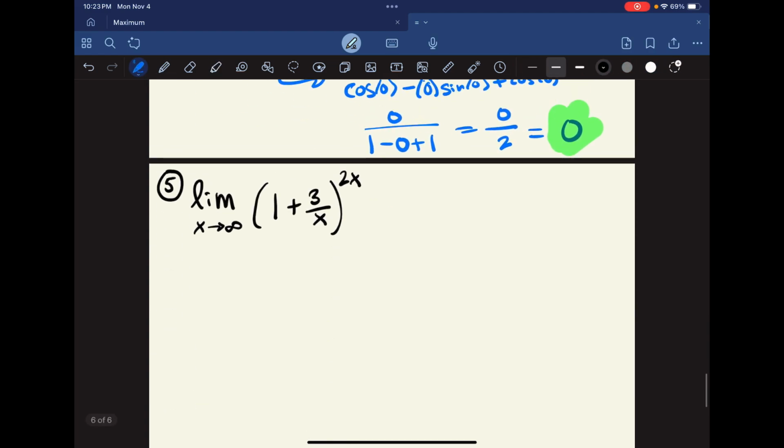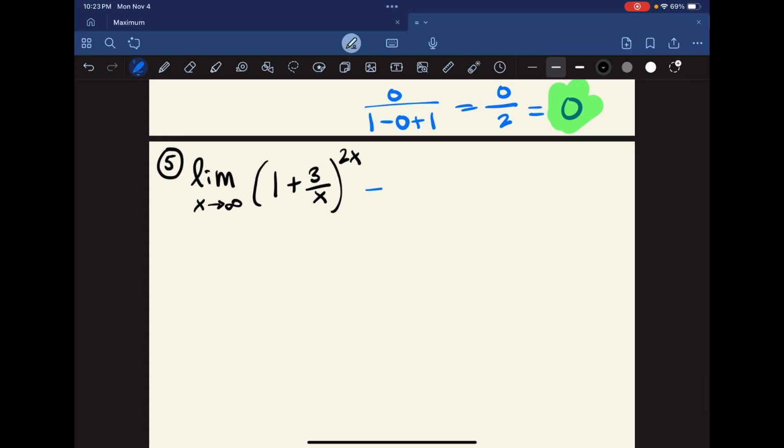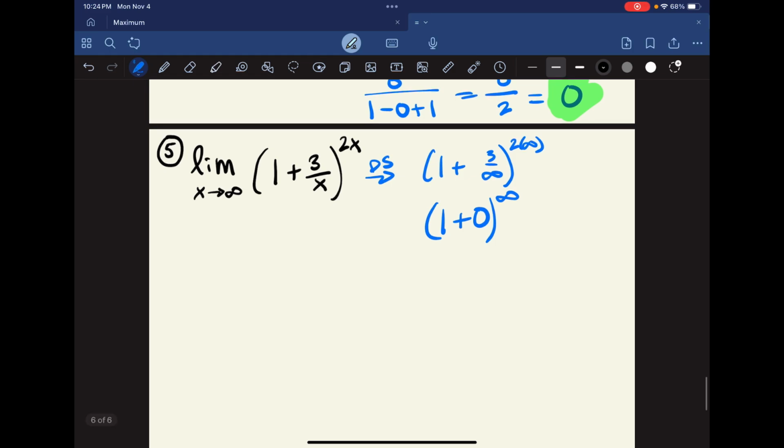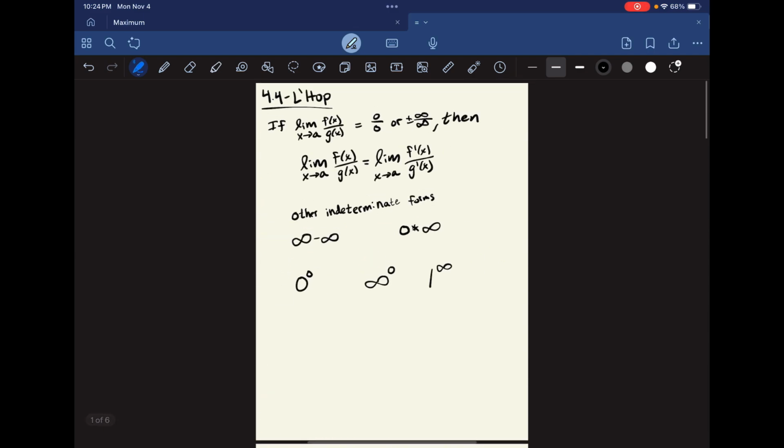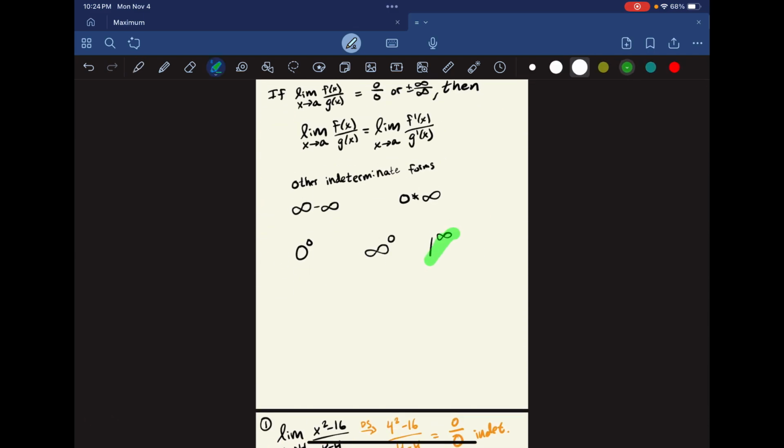Okay, so then the last one is going to be something like this. So, right, we would go and we use direct substitution. So this becomes 1 plus 3 divided by infinity to the 2 times infinity. So then this simplifies to 1 plus 0, right? Because any regular finite number divided by infinity is 0, and 2 times infinity is just infinity. So this becomes 1 to the infinity, which, as we said before, is an indeterminate form, which I don't really get, but I don't know. I probably just don't know enough about math, honestly.